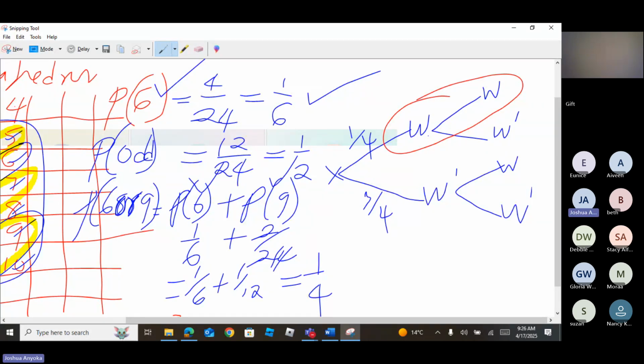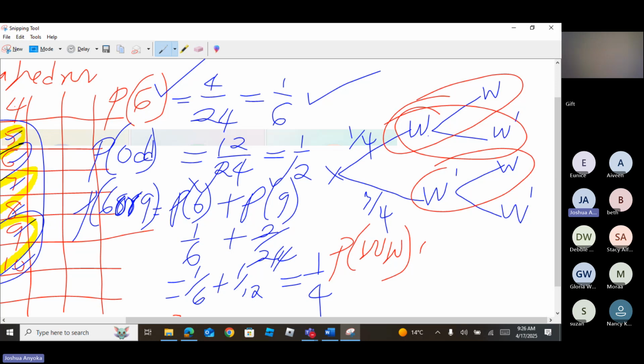So this one is there, and this one is there. So what is missing is only when he is losing both. So it is probability of win, win, or probability of win, fail, or probability that you will lose and win.